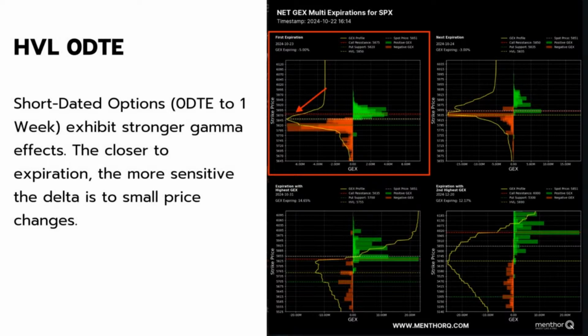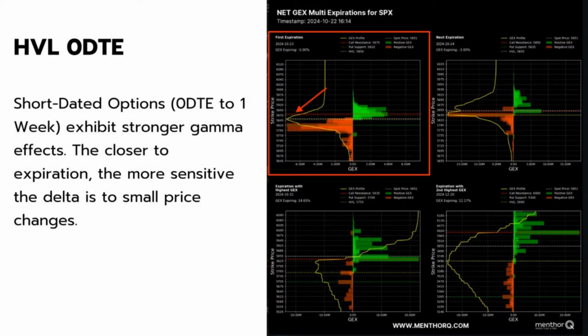And finally, again, we also have the high vol level, not only looking at all expiration, but also looking at zero DTEs. So here, when we look at the zero DTE flow, we can also look at the high vol level zero DTE, and that's the one that you always see in the chart as well.